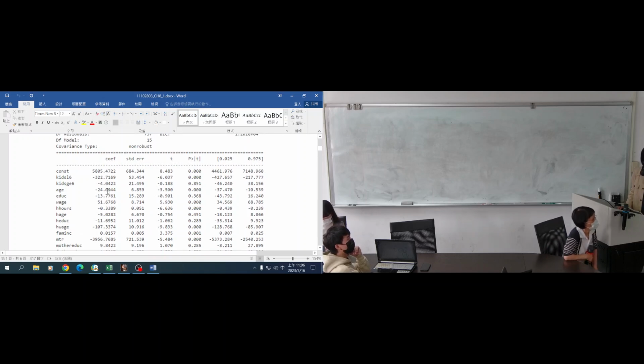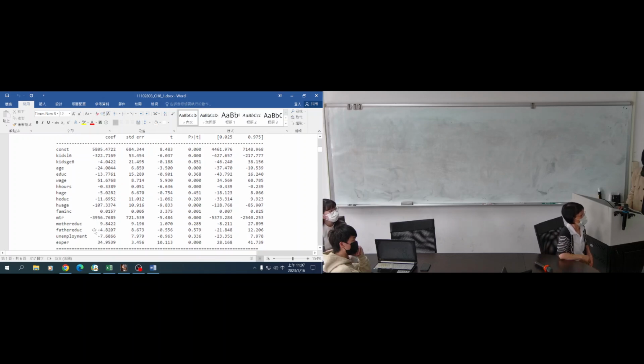From here, we can see that there are changes in the sign. One of them is education. It's supposed to be positive, but in the first OLS, it's negative. The other one is further education, which is supposed to be positive, but it's negative here. The rest of the signs are the same. Since there's a sign change, there could be possible multicollinearity problems.